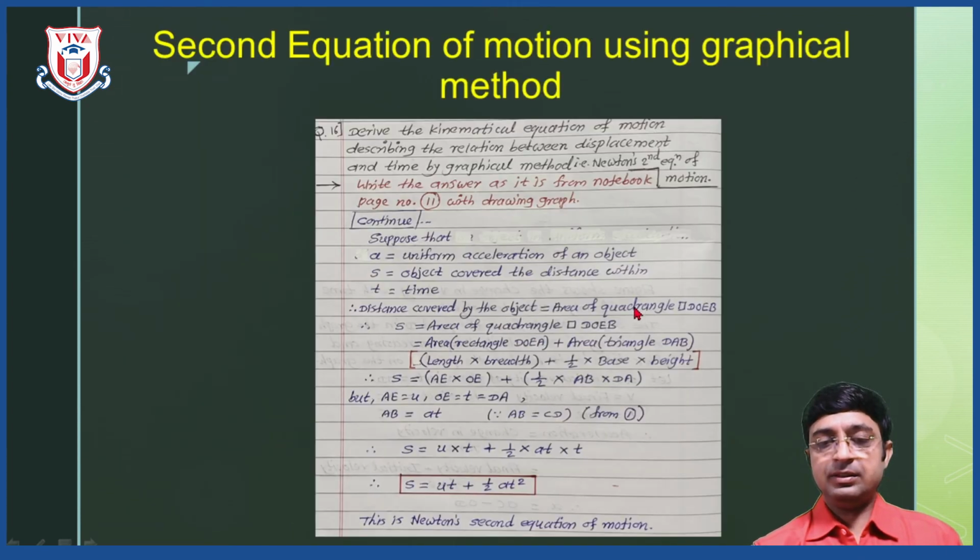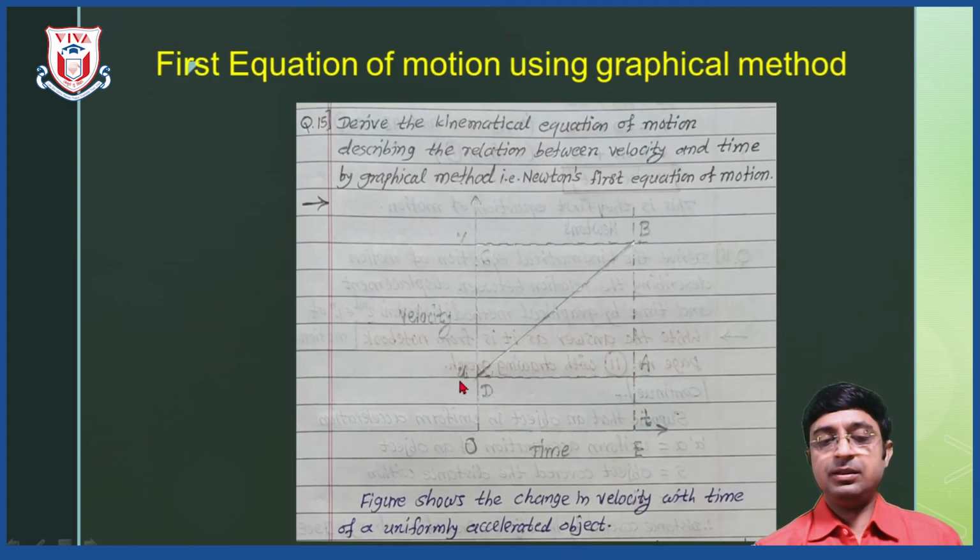So in that figure, the area of quadrangle DOEB, the distance covered indicated by the letter S, is equal to. Now in that quadrangle, two figures are there. One is a rectangle and one is a triangle. So area of rectangle DOEA plus area of triangle DAB. Check that. Area of rectangle DOEA, this part, and the part above is a triangle, that is the area of triangle DAB. Check here.